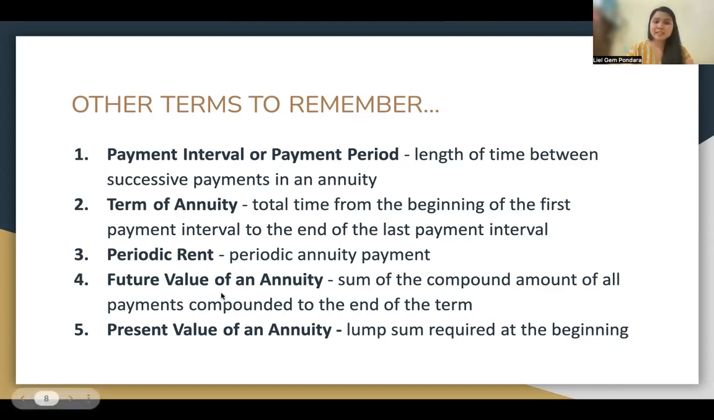The next one is the future value of an annuity. For example, I keep on saving 100 pesos per month for 5 years with an interest rate, okay? So that amount that I will have at the end of 5 years, it's called future value. The present value, present tense, it's how much should I give this time in order to get this amount every period.